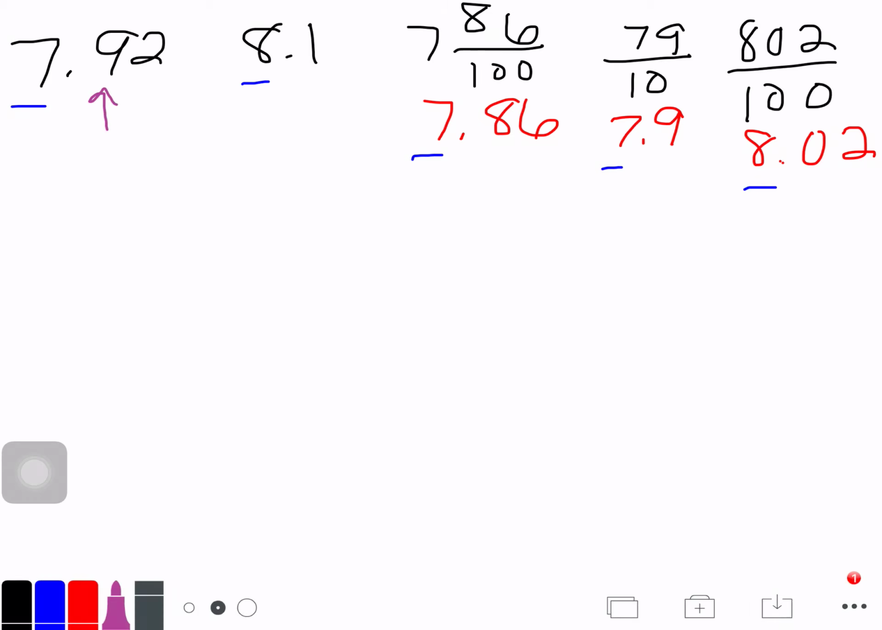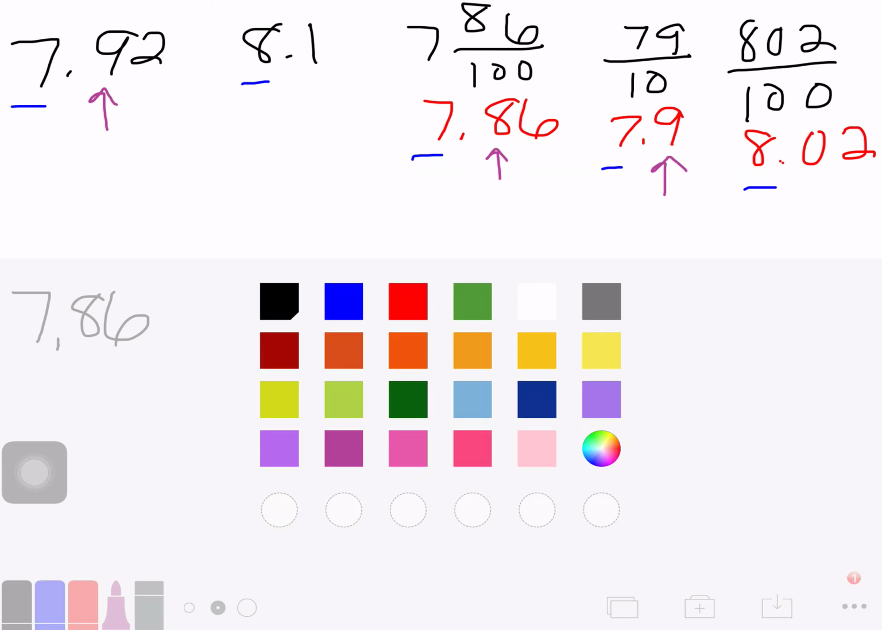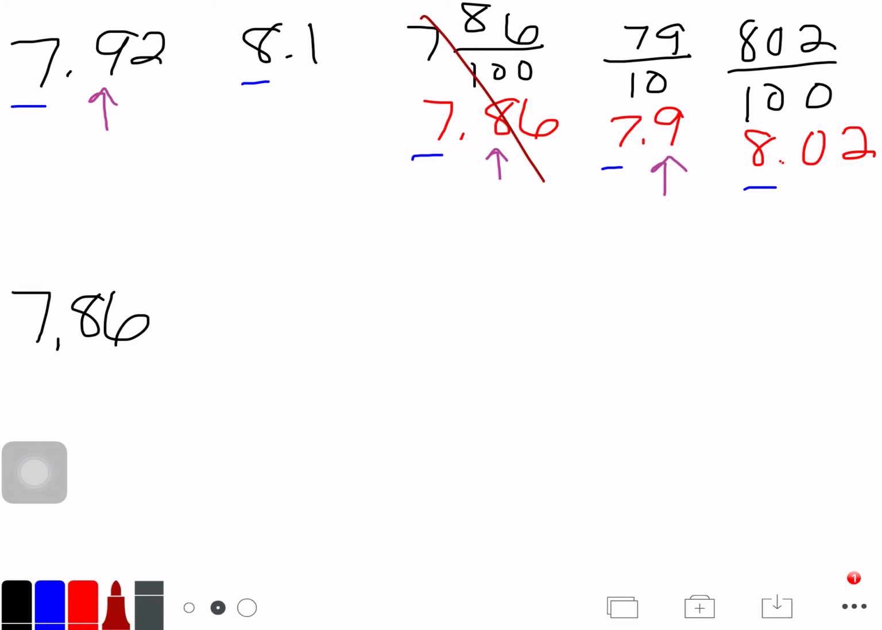So I'm just going to point an arrow to the tens place in the numbers that have a 7 in the ones place. So we're going least to greatest, so we're looking for the smallest number in the tens place, so I know that would be 8. So then I found my smallest fraction, which is 7 and 86 hundredths. Okay. I'm done with that. I'm going to cross it out.